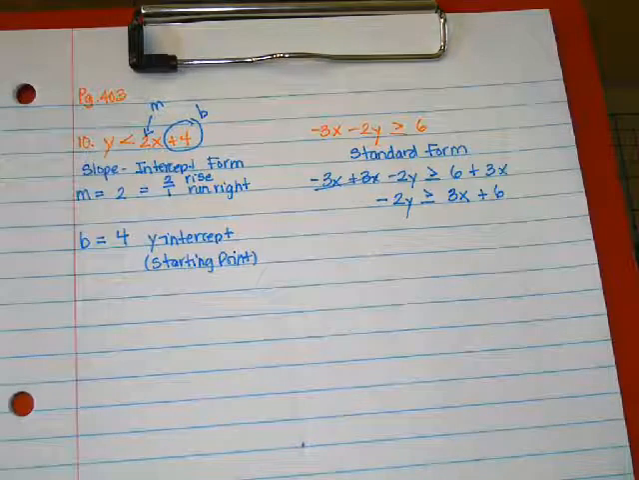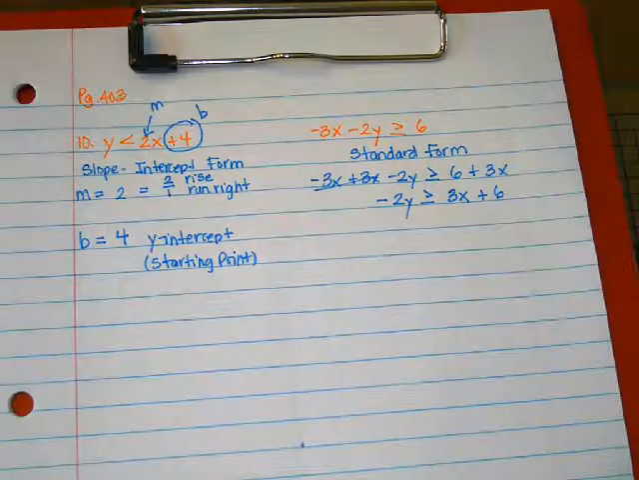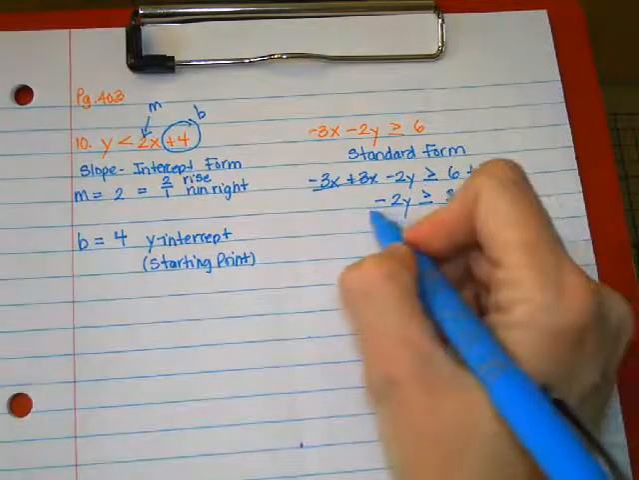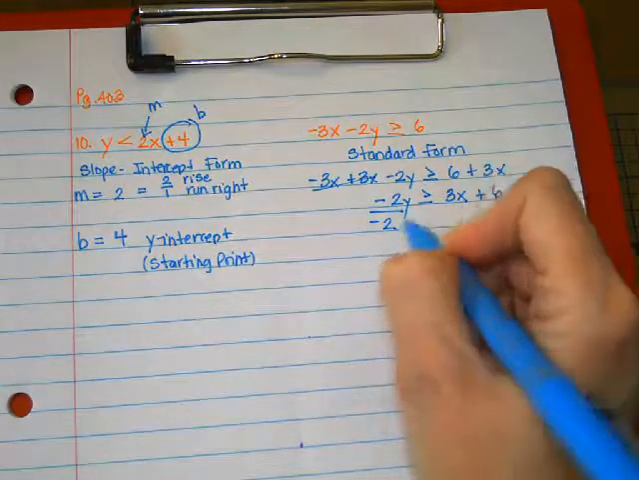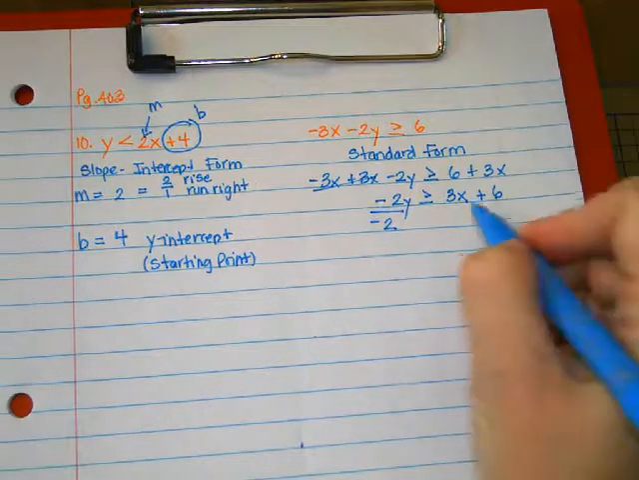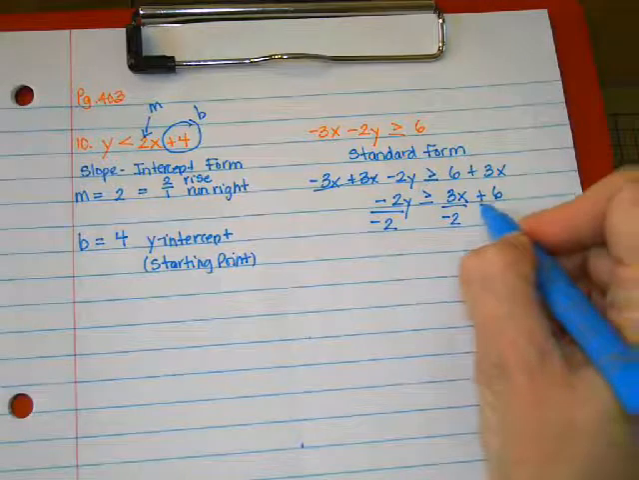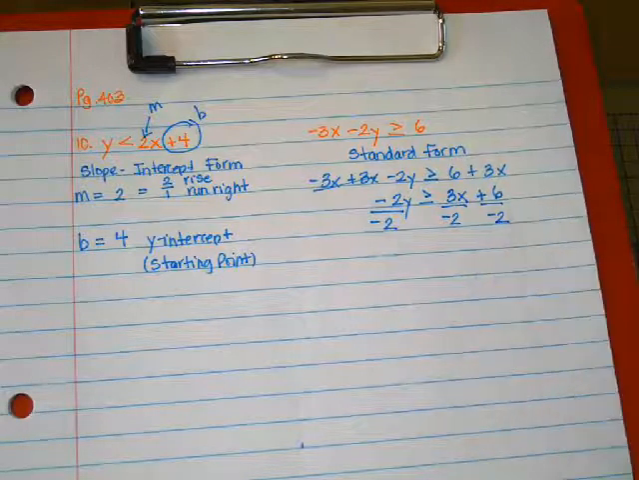I'm close, but not quite there. So what should I do, Cheyenne? All right, I'm going to divide by negative 2. So I'm going to divide this value by negative 2, but I also need to divide my slope by negative 2, and I need to divide my y-intercept by negative 2.